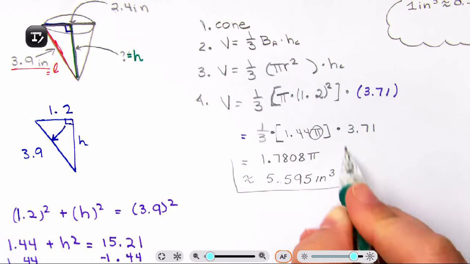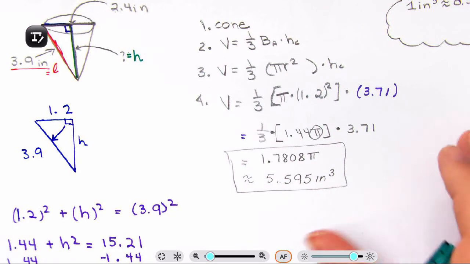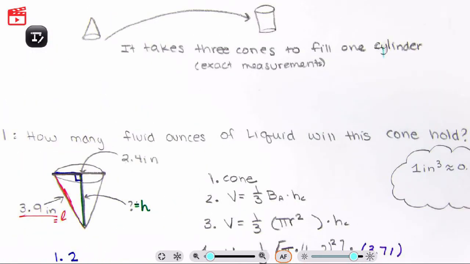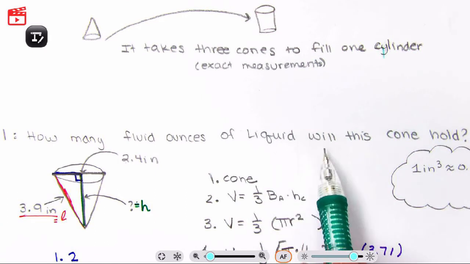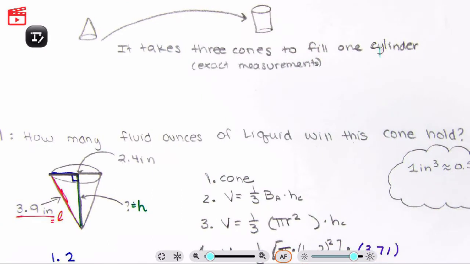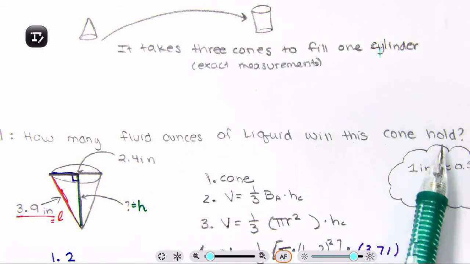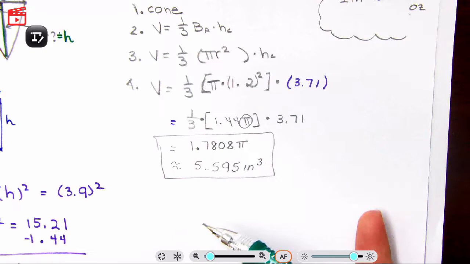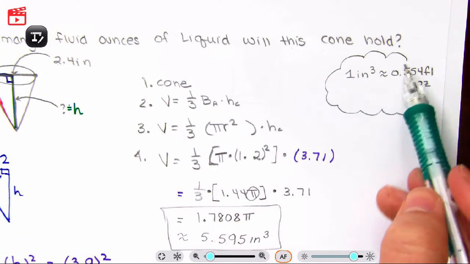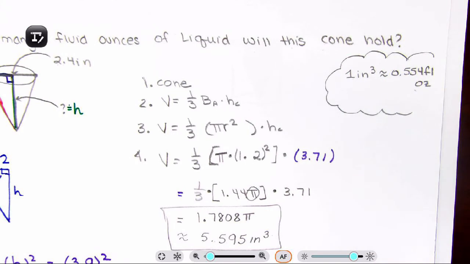So here it is. Now let's reread the question. Always reread the question before you move on. How many fluid ounces of liquid will this cone hold? So we found the volume in inches, but it's asking fluid ounces. So I already have the conversion rate here for you. Here's the thing, if it's ever going to ask you about conversion rates on the homework, you are expected to figure that out on your own, use Google. If it's asking you that on a quiz or a test, I will provide conversions for you.